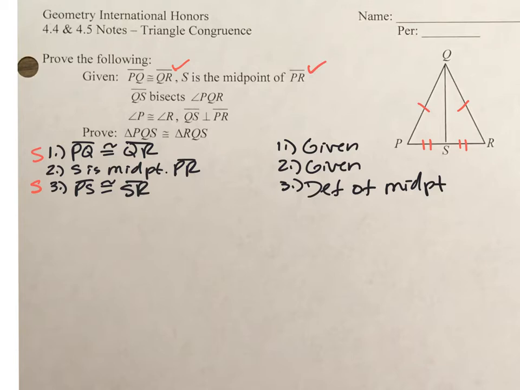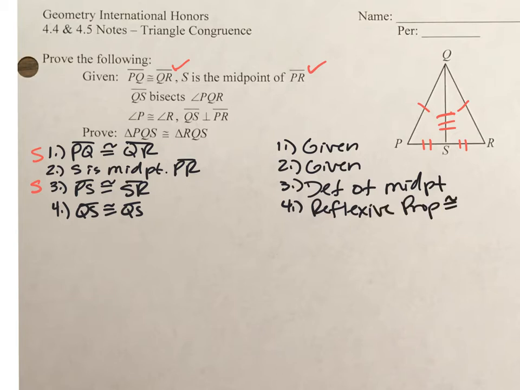Now, this is not from our given information, but notice that the triangles share a side, and that side is going to be congruent to itself because of the reflexive property of congruence. So let's go ahead and mark it congruent, and then we're going to say in step 4 that segment QS is congruent to itself, and the reason why is because of the reflexive property of congruence. So now you'll notice that we have 1, 2, 3 pairs of sides congruent, so we're halfway there. So now let's work on finding 3 pairs of angles congruent.